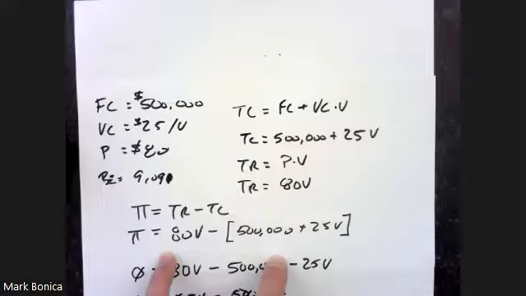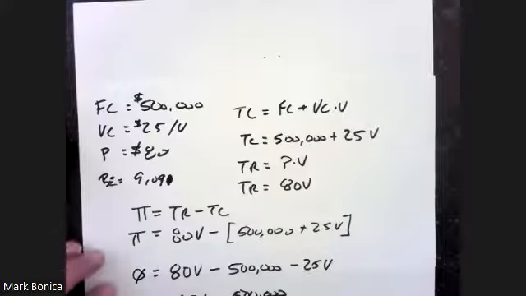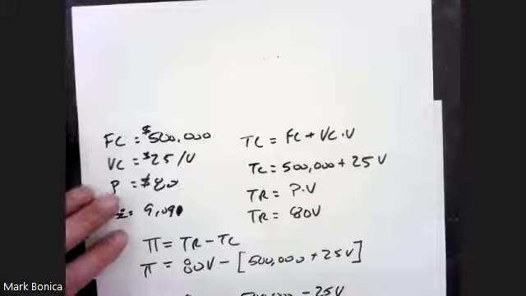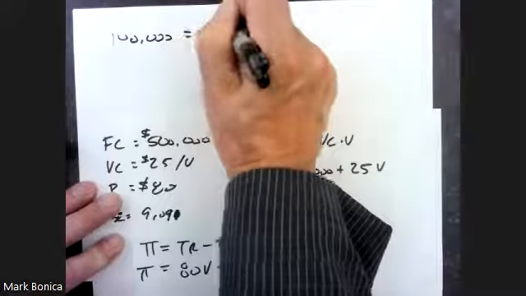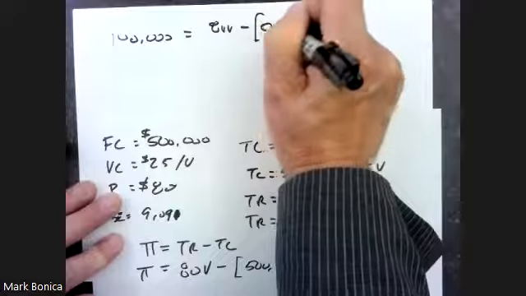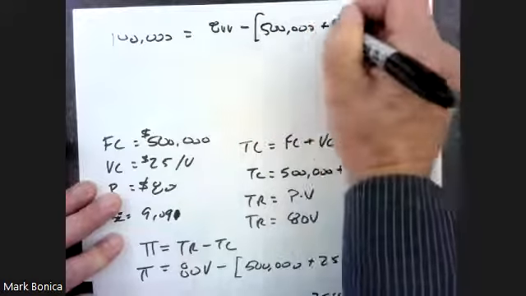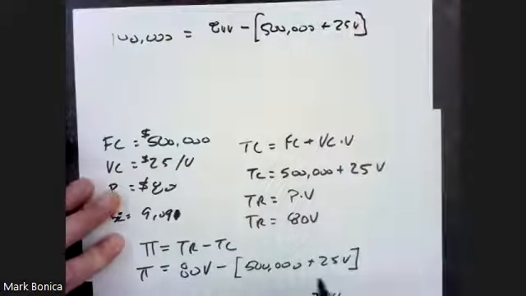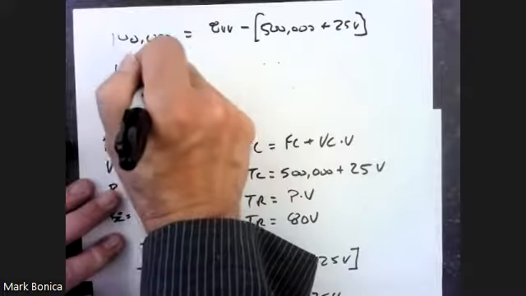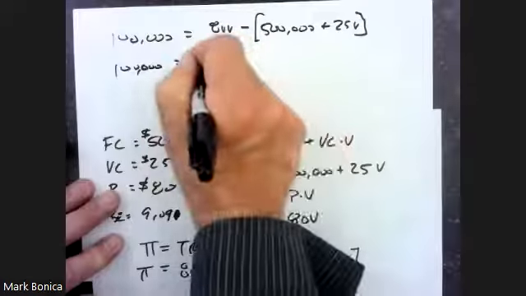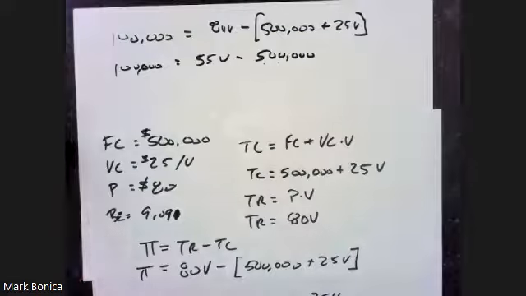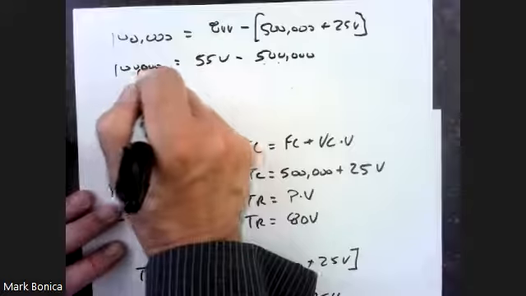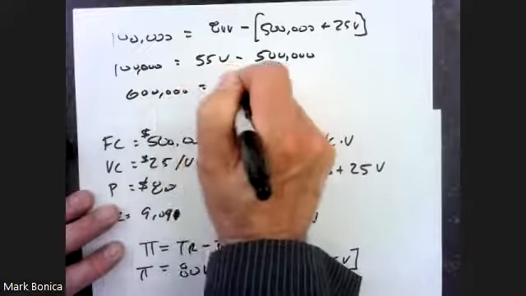I'll set what equal to, Molly, go ahead. Set profit equal to 100,000, right? So instead of setting it equal to 0, where I'm going to make nothing, I want to make 100,000. So, all right, 100,000 equals 80V minus 500,000 plus 25V. So that's 100,000 equals, we already know this, 55V minus 500,000. Add 500,000 to both sides, I get 600,000 equals 55V.